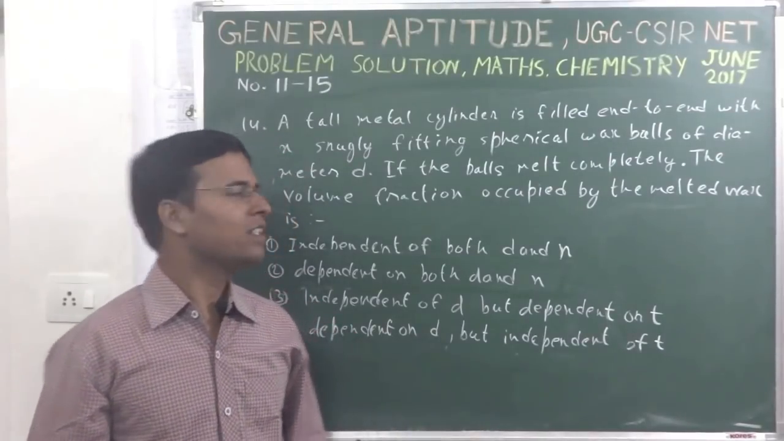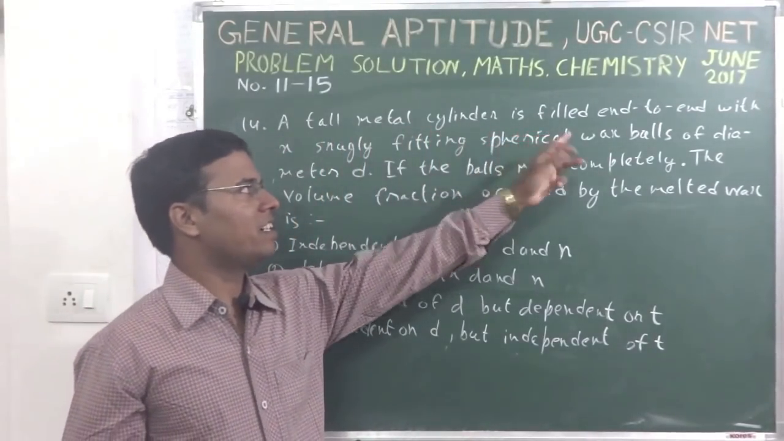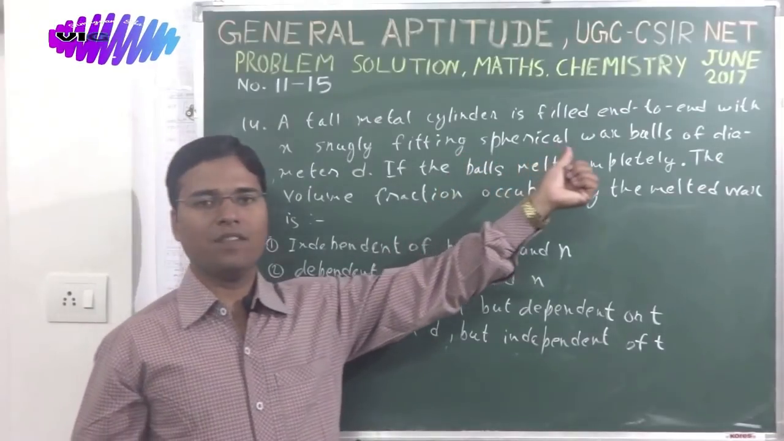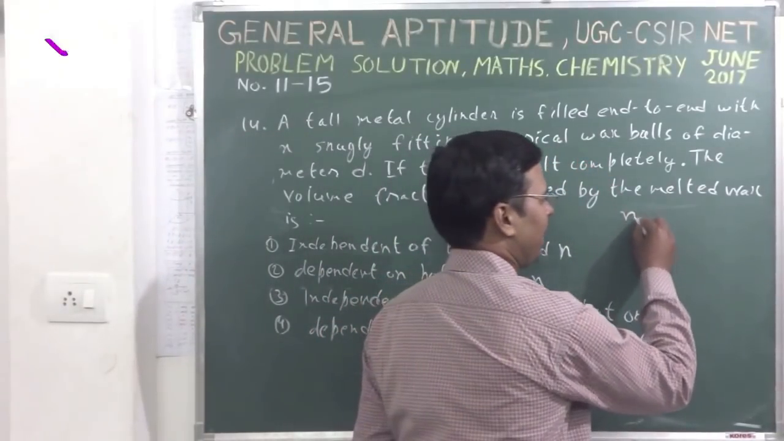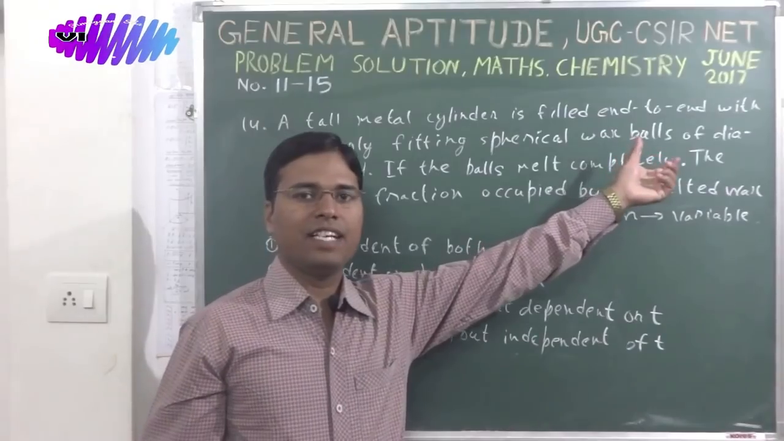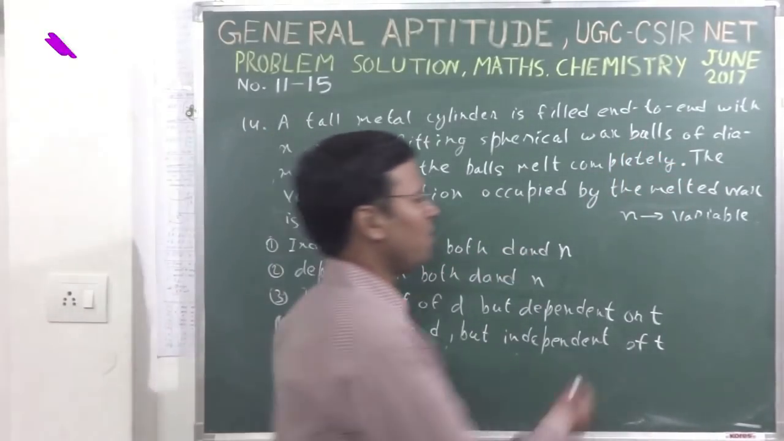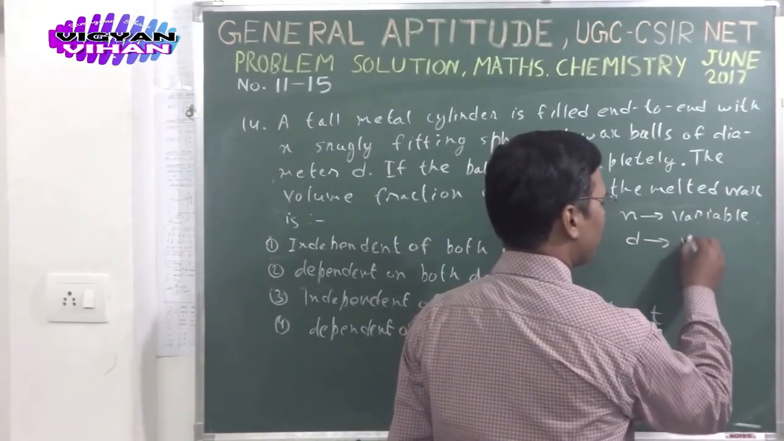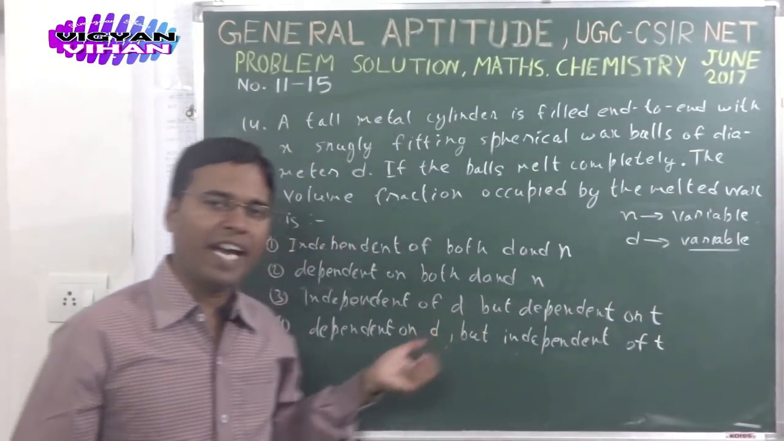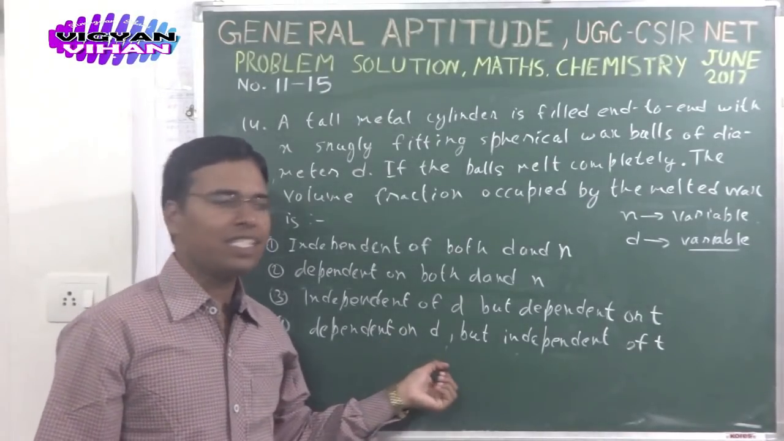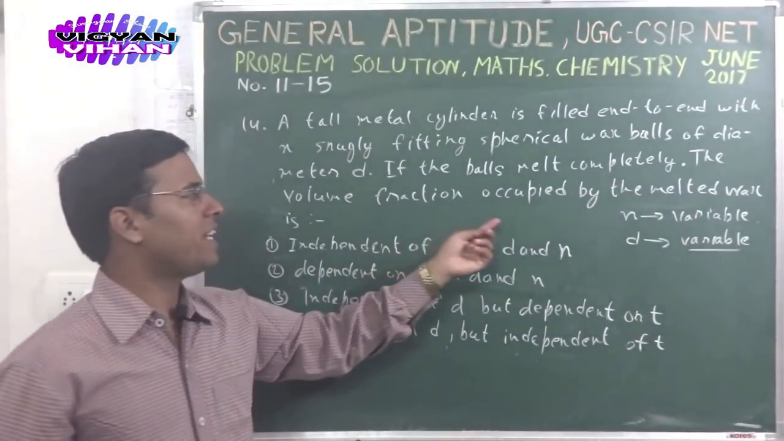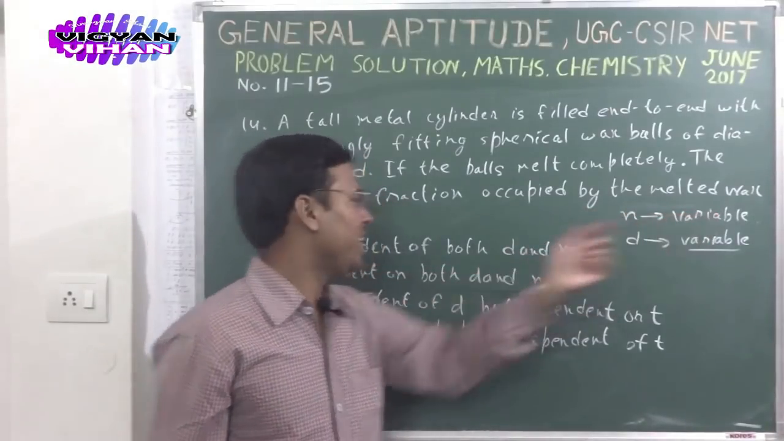Friends, here is the next problem. In this problem, a tall metal cylinder is filled end to end with n snugly fitting spherical wax balls. So the number n of balls is a variable, and the ball will have its diameter small d. So small d, the diameter of the ball, is also variable. These two variables are under consideration to find the correct answer of this problem. Question is asking, if the balls melt completely, the volume fraction occupied by the melted wax is.